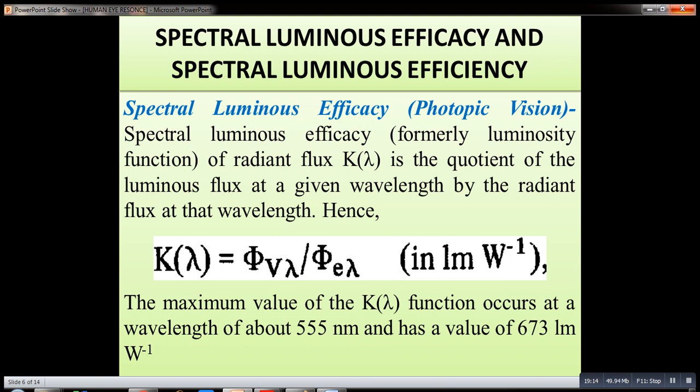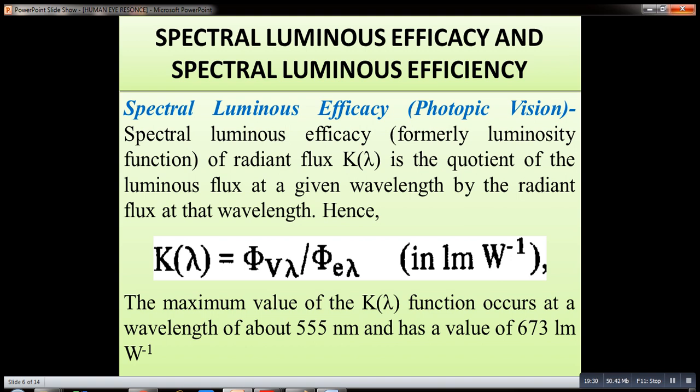1 joule per second. Now, we repeat again. Luminous efficacy is the ratio of the luminous flux to power, measured in lumens. What is the meaning of lumens? This unit.